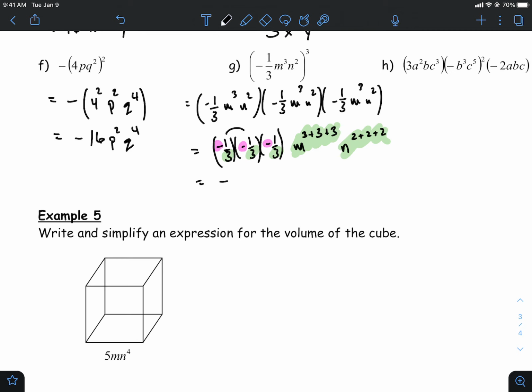And then we learned about how to multiply fractions. The tops, all the tops, doesn't matter how many of them you've got, it's top times top times top. Well, 1 times 1 times 1 is going to be 1. And in the bottom, we're going to have 3 times 3 times 3. Well, that's 27. And then just add up everything else. M to the 9, N to the 6. And another way to write that would be M9.